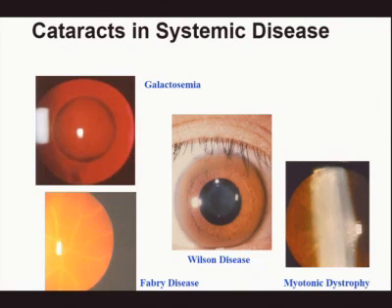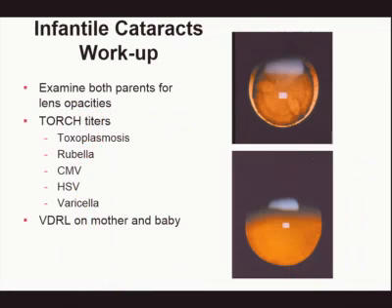Cataracts can be a sign of systemic diseases. So in this picture, you can see an oil droplet cataract, and that's a sign of galactosemia. Here you can see on the cornea these lines. Those are called verticillata, and that's in Fabry disease. Wilson's disease has a sunflower cataract, and myotonic dystrophy has a Christmas tree cataract.